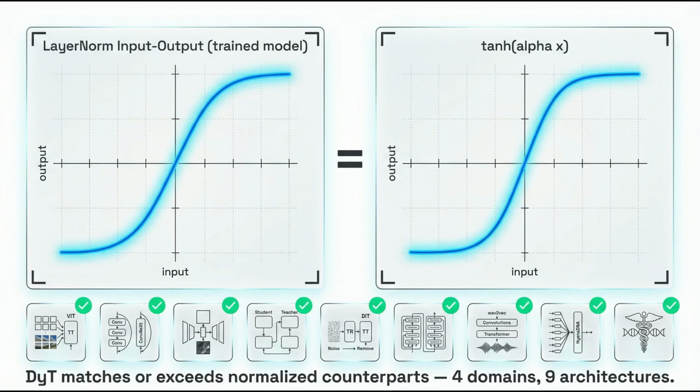The results confirmed the hypothesis across 9 different architectures spanning 4 domains: vision, ViT, ConvNeXt, MAE, DINO, diffusion, DiT, language models, Llama, speech, wav2vec 2.0, DNA, HyenaDNA, and Caduceus. DyT matches or exceeds normalized counterparts everywhere.